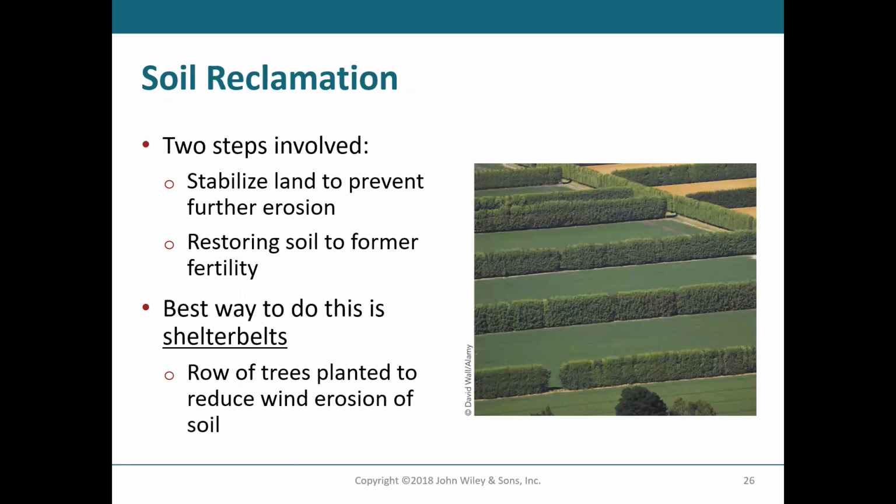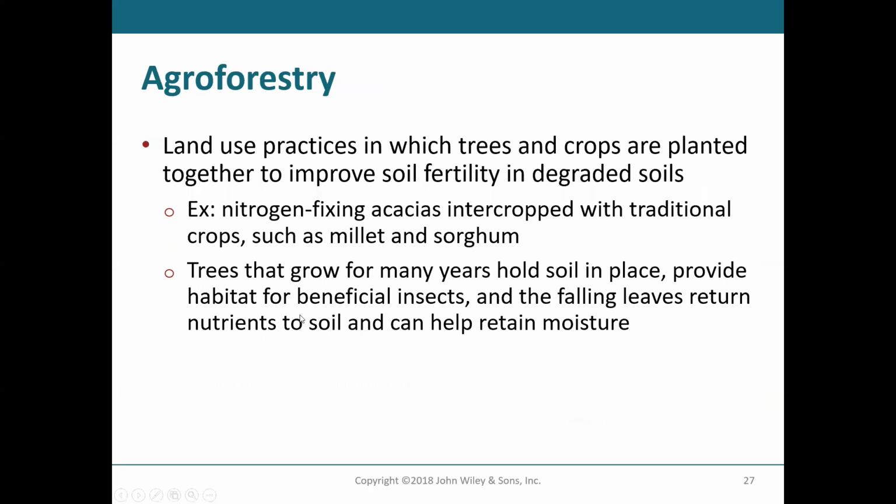Soil reclamation. It involves two steps. It involves restabilizing the land to prevent further erosion and restoring the soil to its former fertility. Okay. And one of the best ways to do this is to plant shelter belts, which lessen the impact of winds. And it's a row of trees planted adjacent to a field of crops to reduce wind erosion, which you can see here. And to be quite honest, it's kind of visually appealing, so it's not too bad.